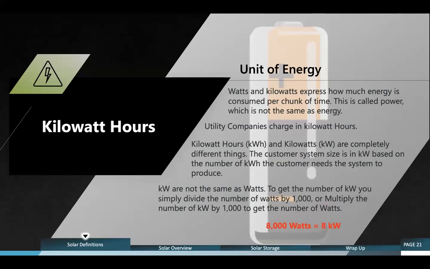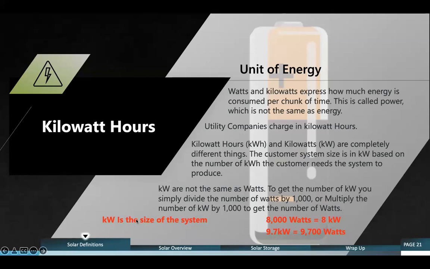Okay, so here's an example. 8,000 watts equals 8 kilowatts. 9.7 kilowatts equals 9,700 watts. So we're just moving the decimal, right? We have three zeros, we move the decimal.